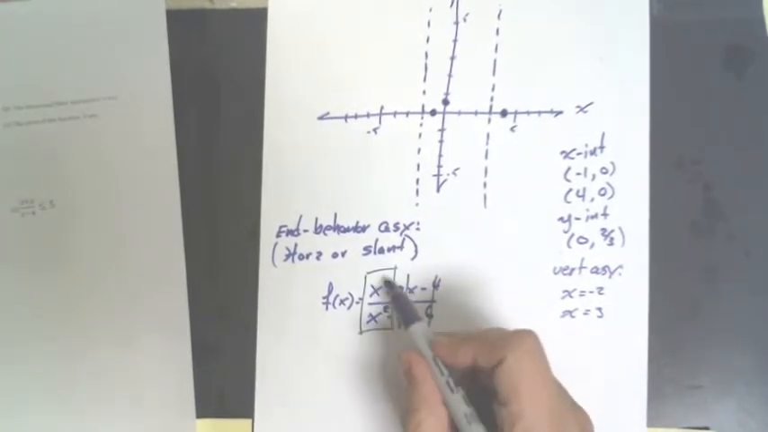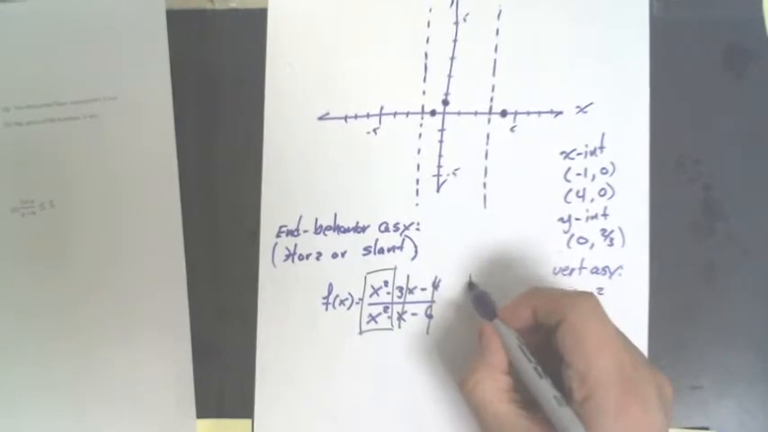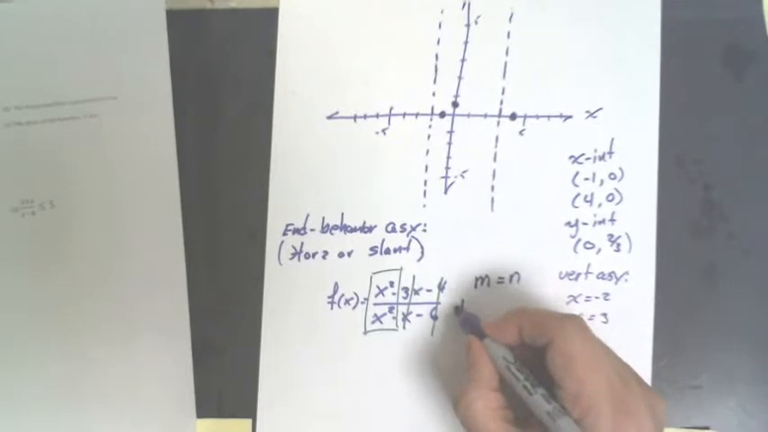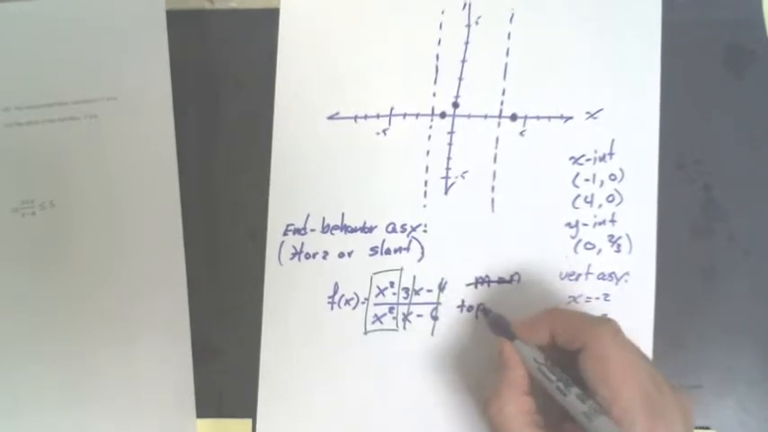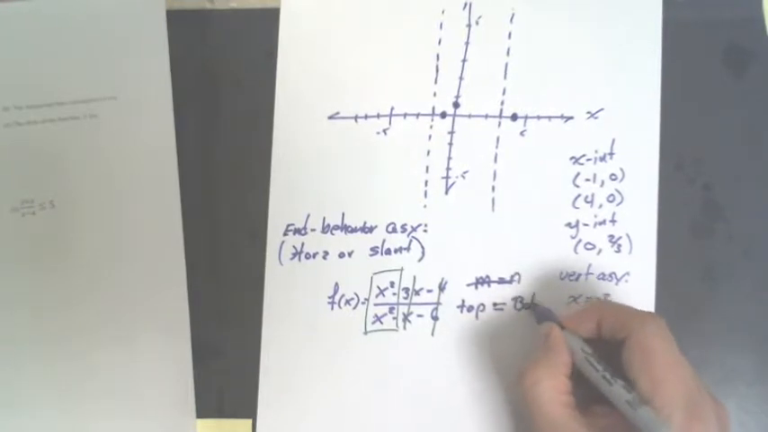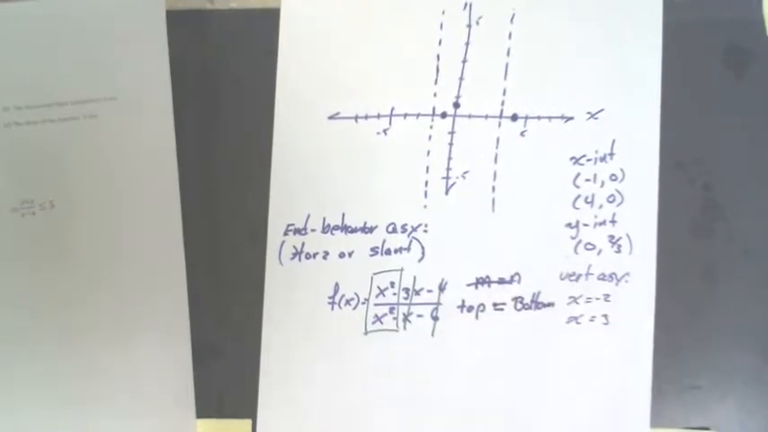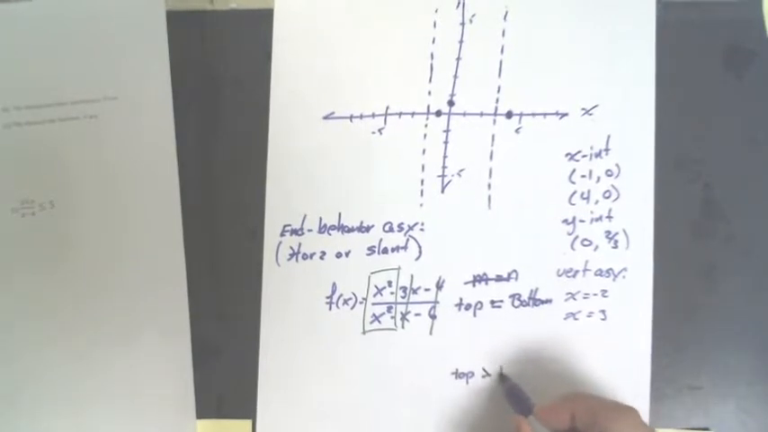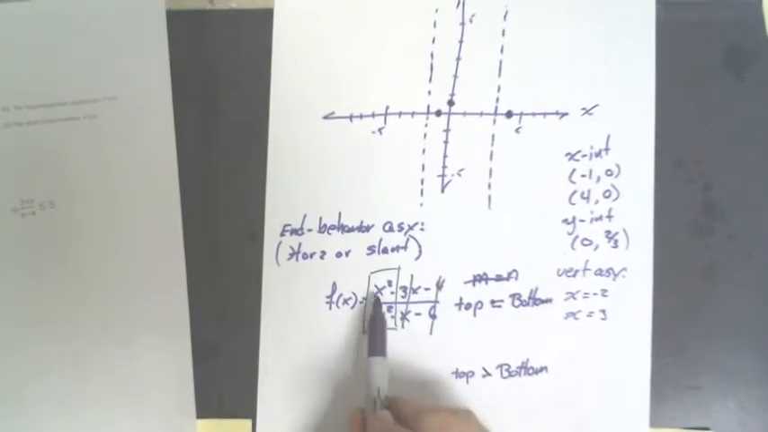If they are the same degree, if your book says m and n for the degrees of the top and the degrees of the bottom, I always like just, simplify it. If the top is the same as the bottom in terms of degrees, then we're going to have a horizontal asymptote. If the top is bigger than the bottom, you're not going to have a horizontal asymptote, because if the top is bigger, you put in bigger numbers, that top is going to just become larger and larger and larger.